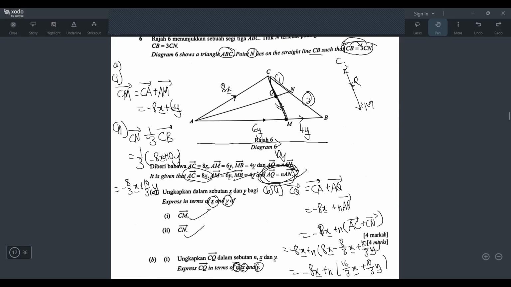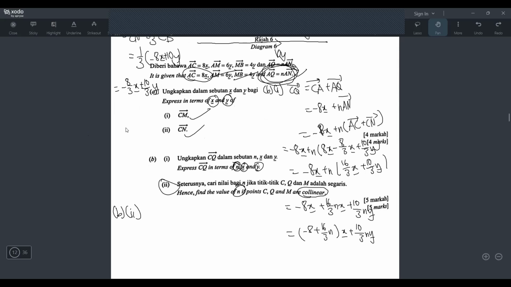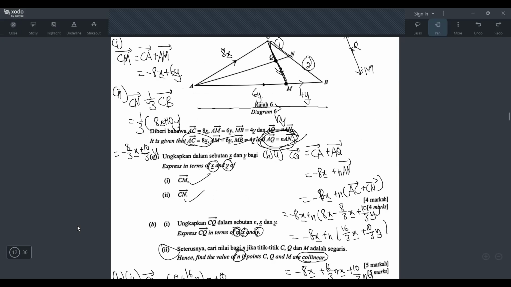And you can choose any two vectors you want. It can be CQ and QM, but not necessarily CQ and QM. It can be CQ and CM also, right? But if you are smart, you will choose CQ definitely. CQ, because CQ answer is given already, right? CQ is this one. Okay, negative 8 plus 16 over 3 n close bracket x plus 10 over 3 y. And now I have to choose another vector that is parallel to CQ.